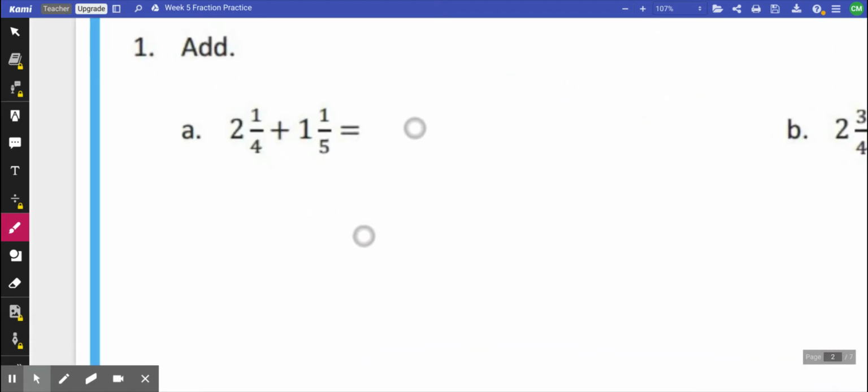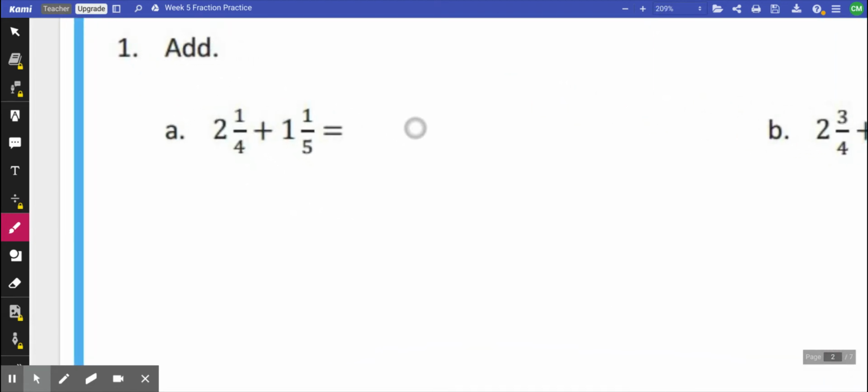Okay, the first question is 2 1/4 plus 1 1/5. So the first thing that I'm noticing is that this is two mixed numbers. So I know that the whole number is going to be 3 because 2 plus 1 is 3. My real task here is adding 1/4 plus 1/5. And I can't do it right now because I don't have like denominators. So I need to find a common denominator.